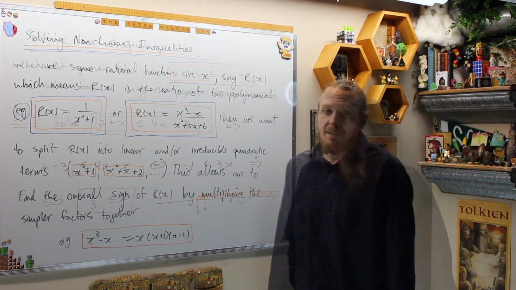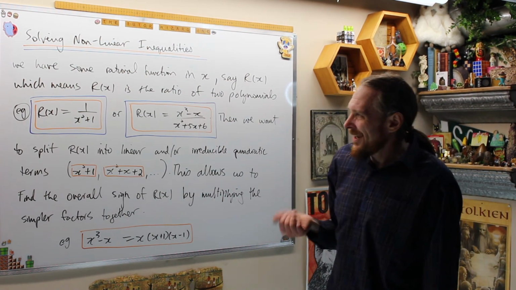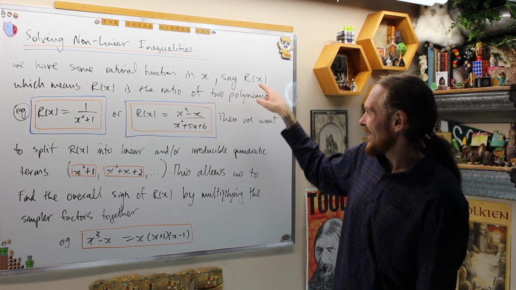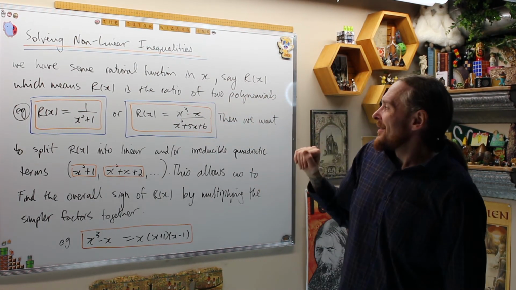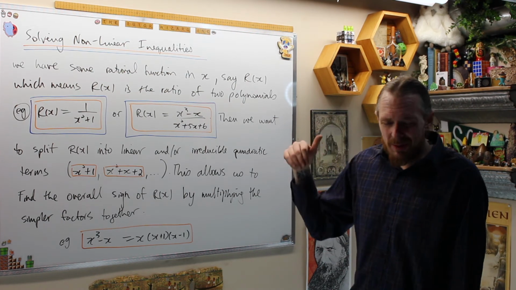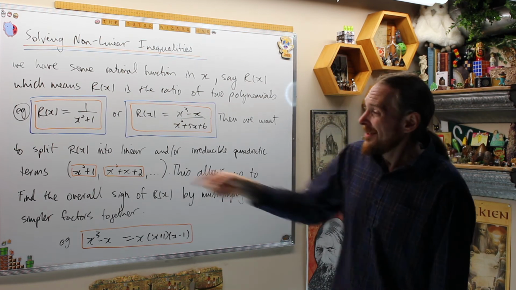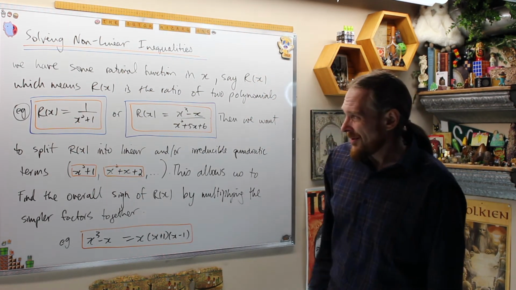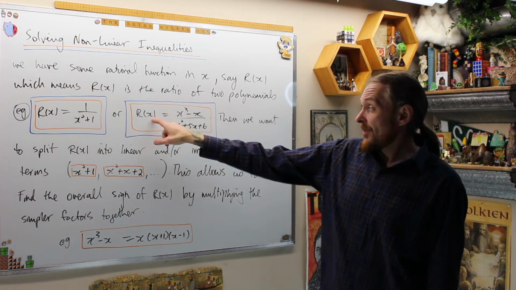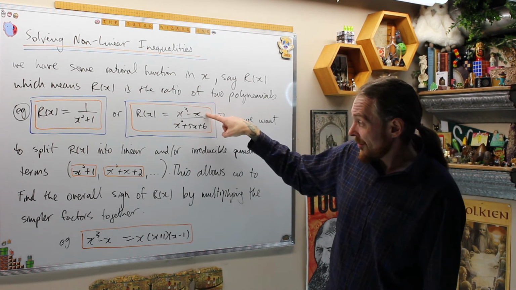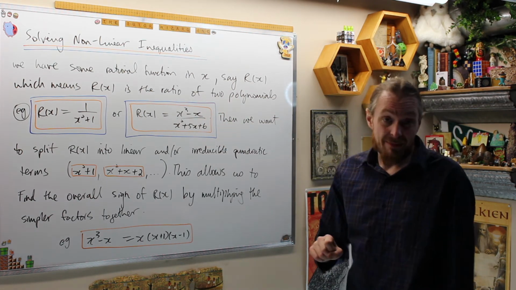Let's do that. All right, for solving nonlinear inequalities, we're going to usually have some kind of rational function in x, say we call it r of x. What that means is r of x is the ratio of two polynomials. What are polynomials? Positive integer powers of x and then sums of them. So for example, another rational function is the polynomial 1 over the polynomial x squared plus 1, or this rational function is the degree 3 polynomial x cubed minus 1 over the degree 2 polynomial x squared plus 5x plus 6.